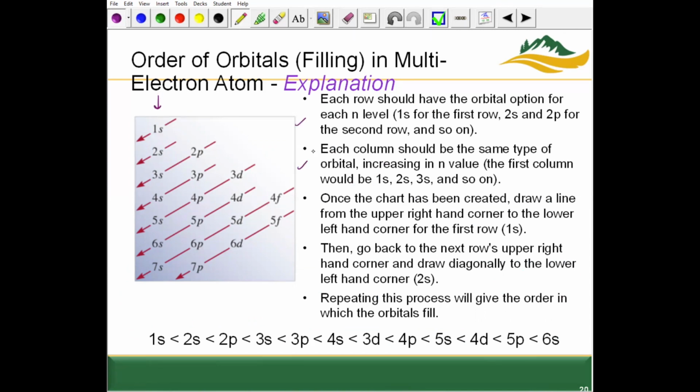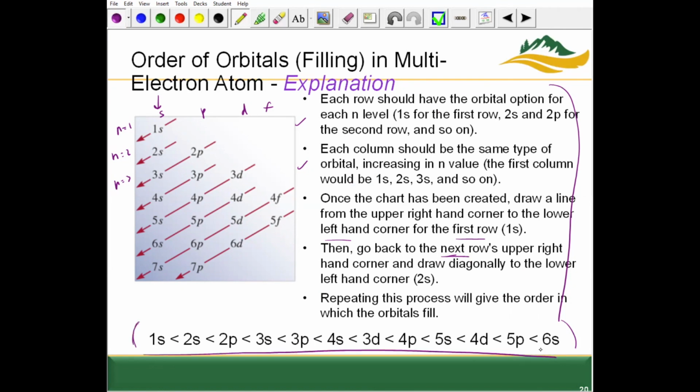I touched on each of these points, but this isn't written out for you if it's helpful to read through. For instance, here we're writing out n equals 1, n equals 2, n equals 3, all these different rows. Then each column should be all of our s, p, d, and f. Then we draw a line from the upper right-hand corner to the lower left corner for the first row, so just one s. Then go back to the next row's upper right-hand corner and draw diagonally again. Repeat this process until you have all this different order for the different subshells.